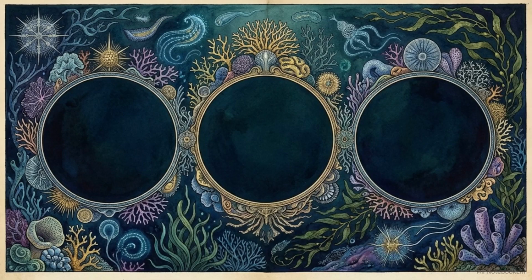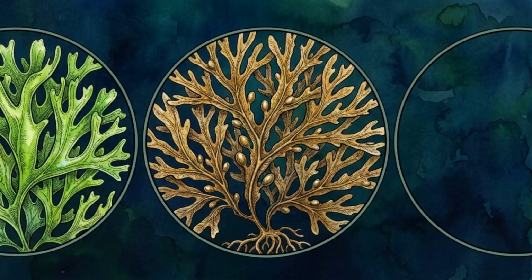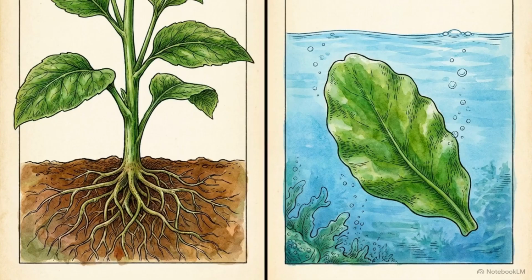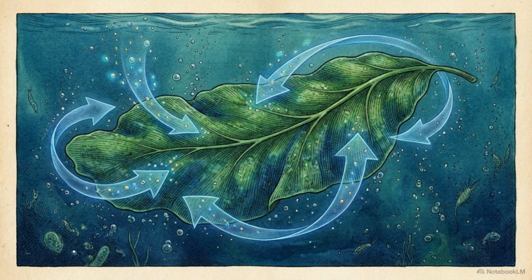Depending on the pigments they possess, these organisms are divided into three main classes: the green, Chlorophyceae, the brown, Phaeophyceae, and the red, Rhodophyceae. This illustration compares a modern land plant to an early alga. You'll notice the algae lacks roots, stems, or leaves. It possesses a simple, undifferentiated body called a thallus. Because water constantly surrounds it, delivering dissolved nutrients and physically supporting its weight, the alga can stay structurally basic.